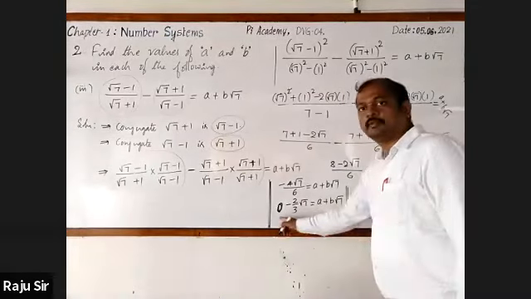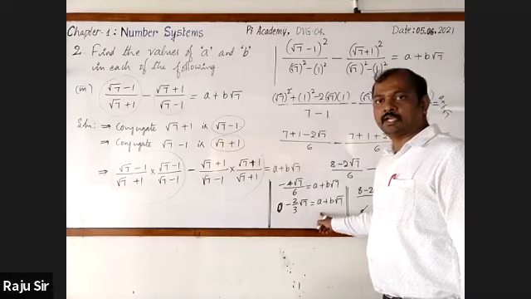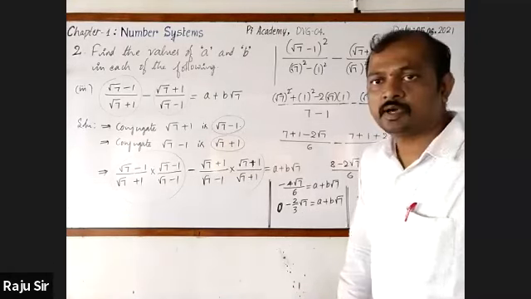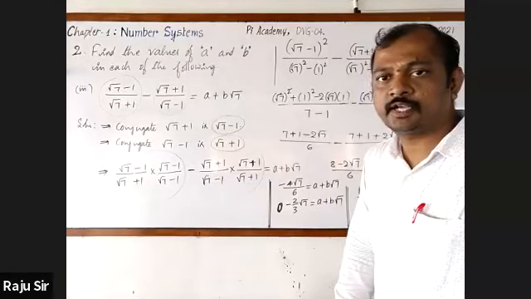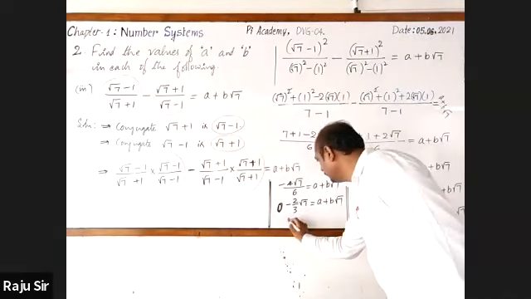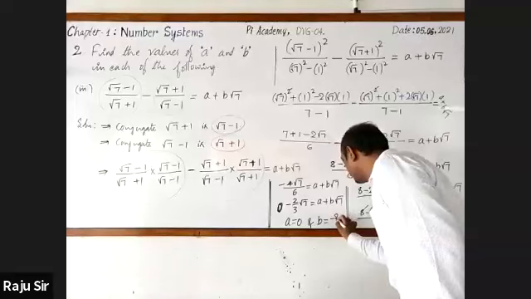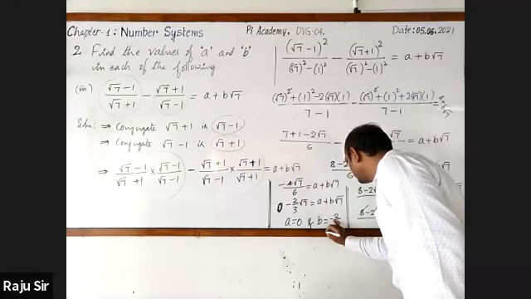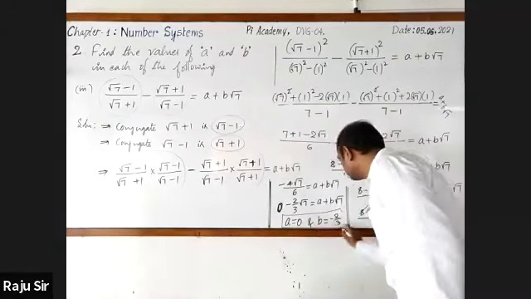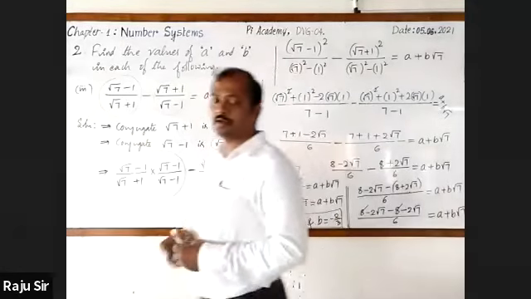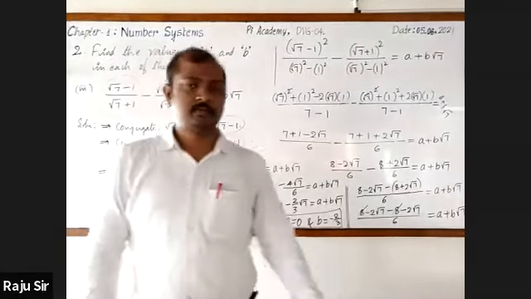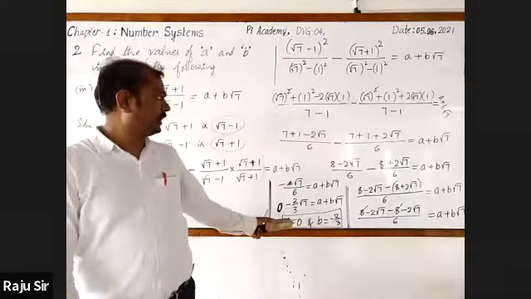Now you compare, right? On comparing coefficients, a is 0, and b is minus 2 by 3. A is 0, then b is minus 2 by 3.